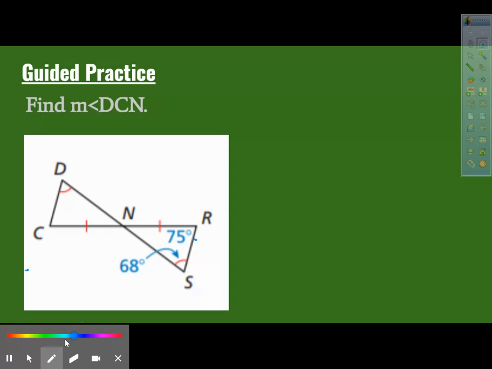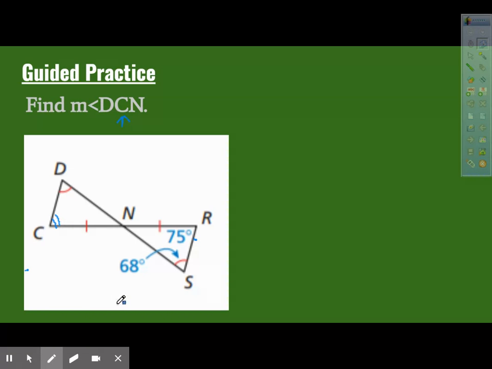The triangle on the top? It's in the triangle at the top, but which angle is it? There's three angles. So you got angle D, you got angle C, and then you got angle N. Is it D, C, or N? How do you know? Because that's the middle angle. Yeah, because the middle letter is C. So we're looking for this angle right here.